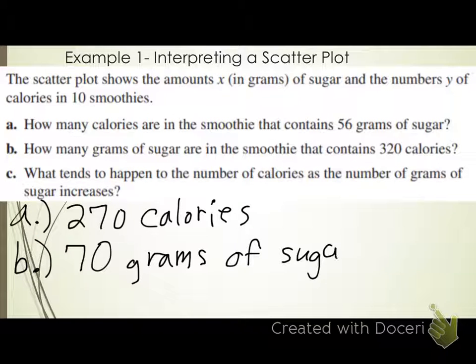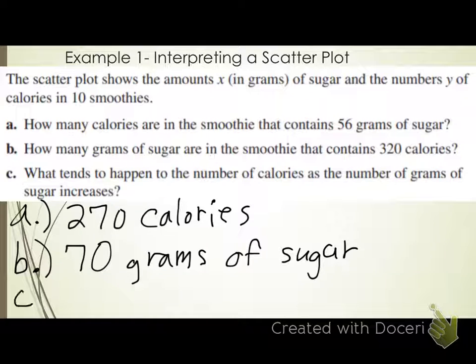You're going to have some examples like this on your assignment. Make sure you're using the correct units. I want you to write the units out. Don't just put 270 and 70. So here it's calories and grams of sugar. Okay?